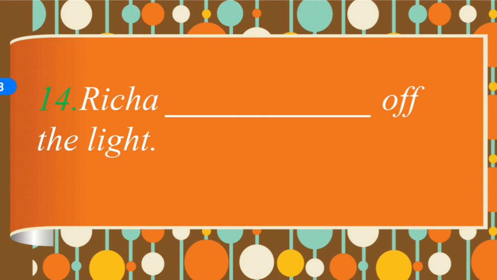Richa dashed off the light. The verb is turn. Yes, what is the past form of turn? Very good. Turned. A pat on the back from my side for all those who were able to answer all of them correctly. Very good. Now children, this was about simple past tense.